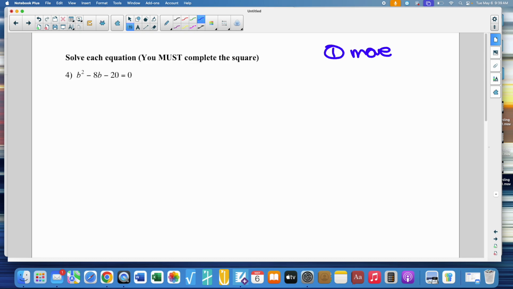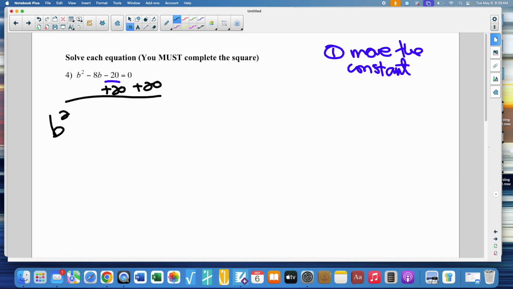Step 1 of completing the square is move the constant. Move the constant to the right side. So the constant in this case is negative 20. So we're going to have to add 20 to both sides. That leaves me with b squared minus 8b equals 20.